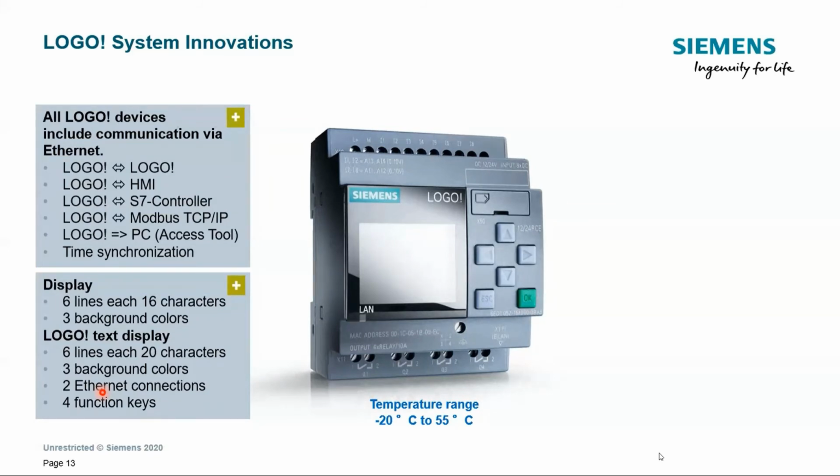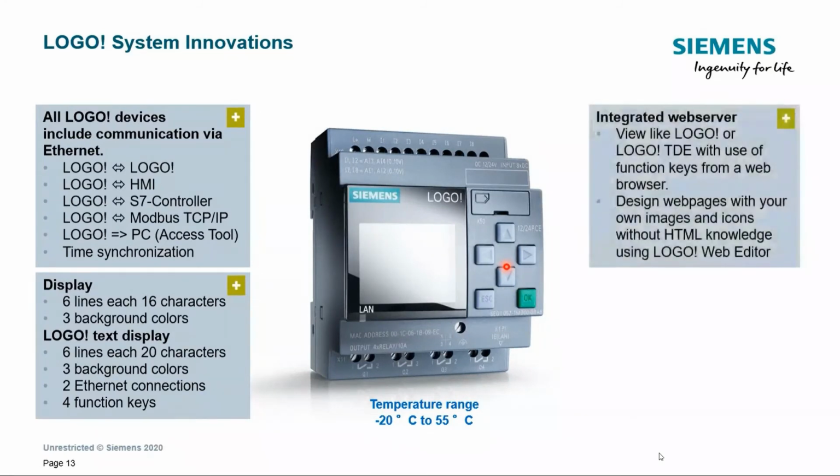And the text display, of course, has 4 function keys which are freely configurable inside the software to do certain tasks. In the same manner, actually, these buttons on the LOGO! integrated display are also available in the software, where we call them cursor keys, and we can configure them to do certain tasks in the program as well.